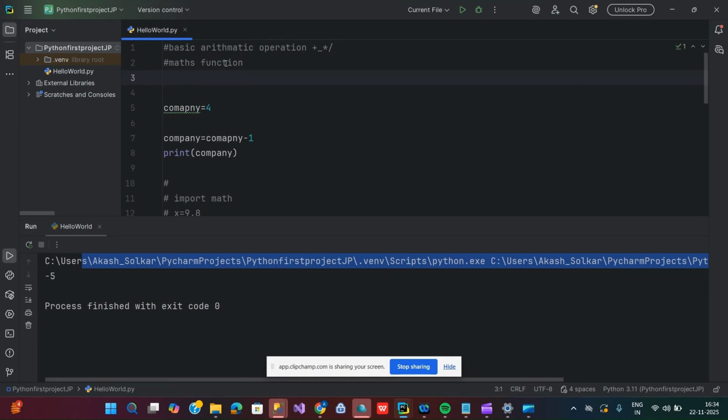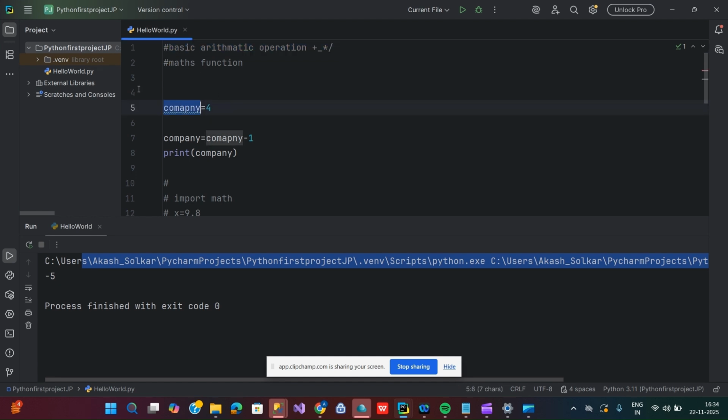Today we are going to learn arithmetic operations and the math functions in Python. So let's start with the arithmetic operations. There are plus, minus, multiply, divide, remainder. These are the arithmetic operations that everyone knows. We will first learn two arithmetic operations, plus and minus.